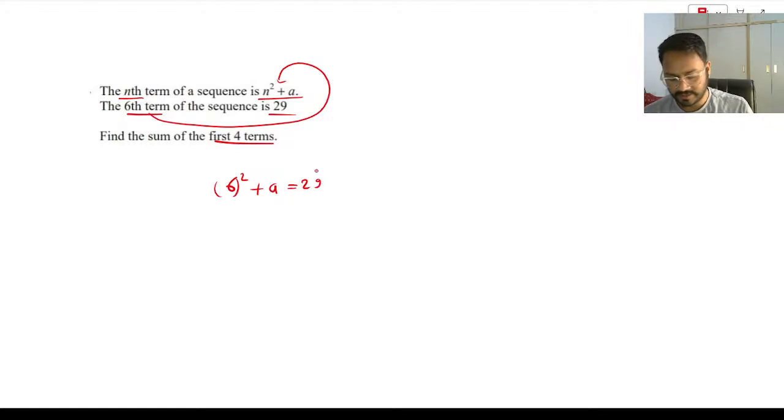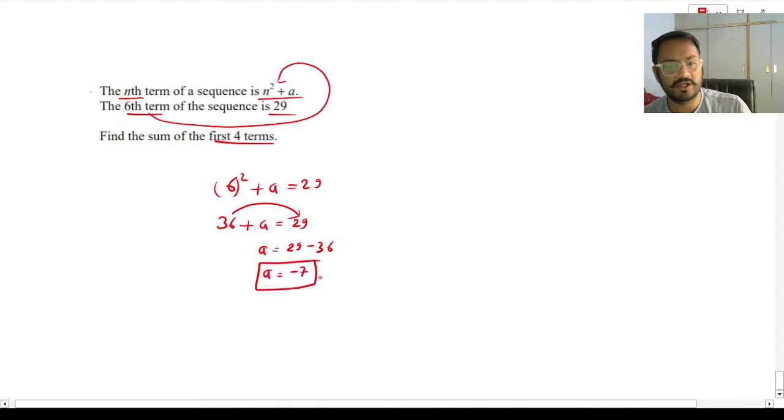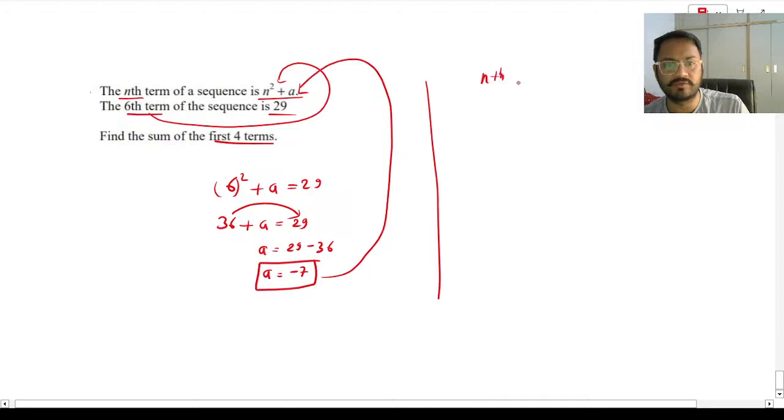Okay, Labdi, very good. Lekhansh is saying minus 7 equal to a. Let's see. So this is 36 plus a is equal to 29. If I shift this to this side, a will be equal to 29 minus 36. So a will be minus 7. Absolutely correct, Lekhansh. Now you need to substitute this value of a in the same place, so we can get the n term rule. Our n term rule will be n square plus a. So a is minus 7, so I'll put it here. So n square minus 7 is our n term rule, right?